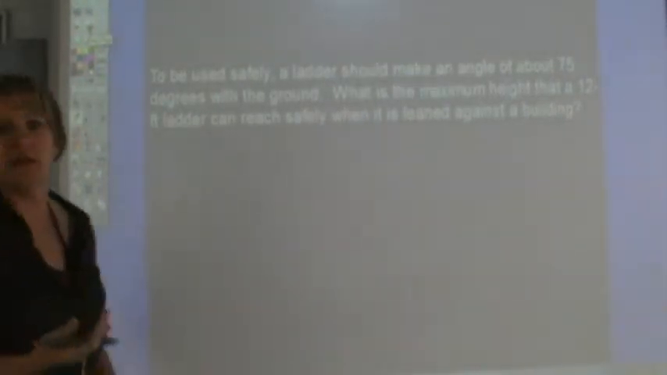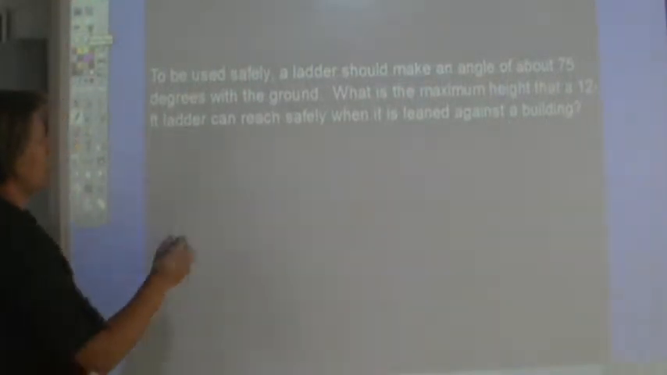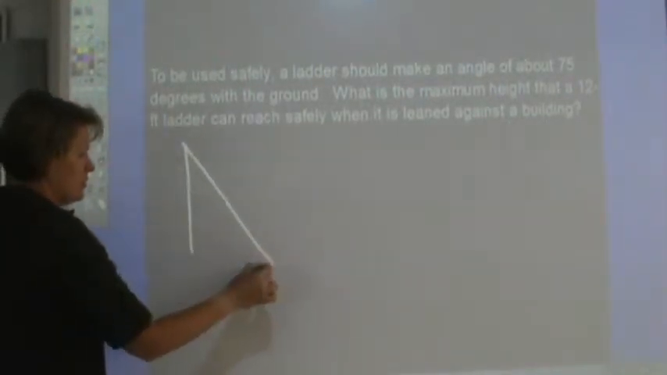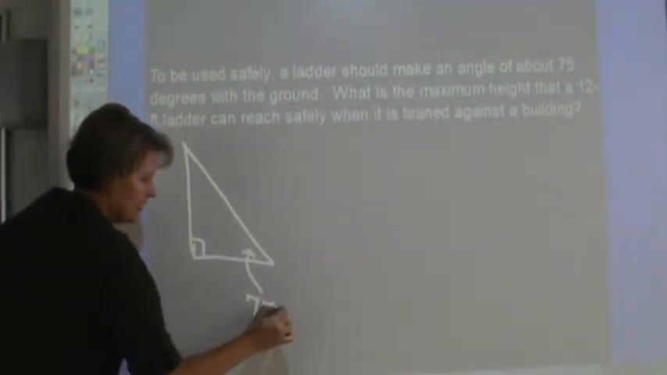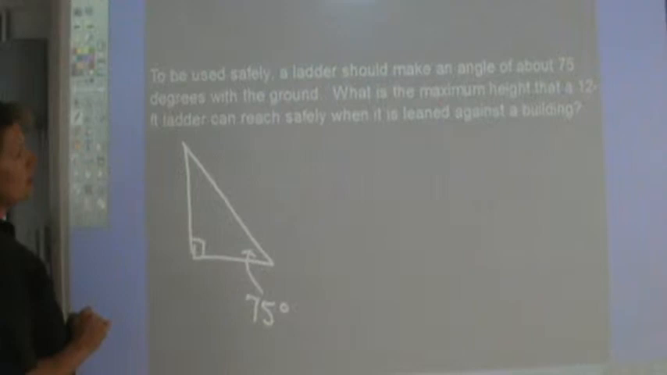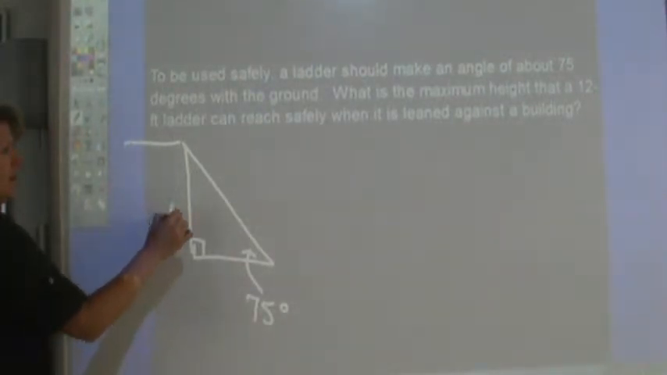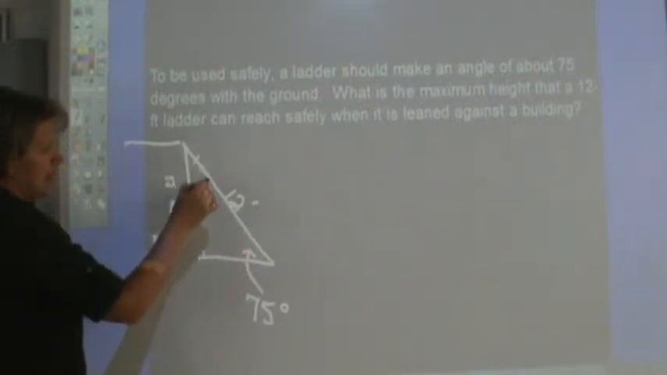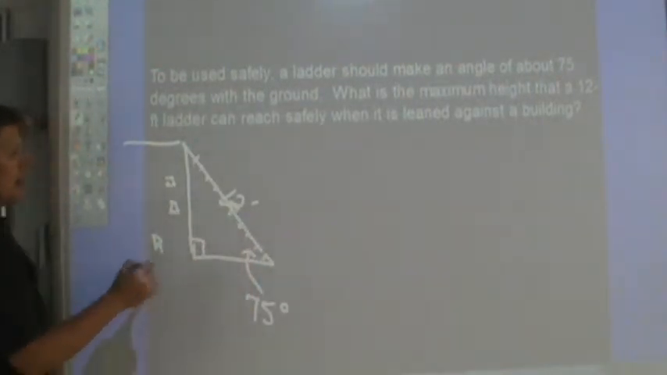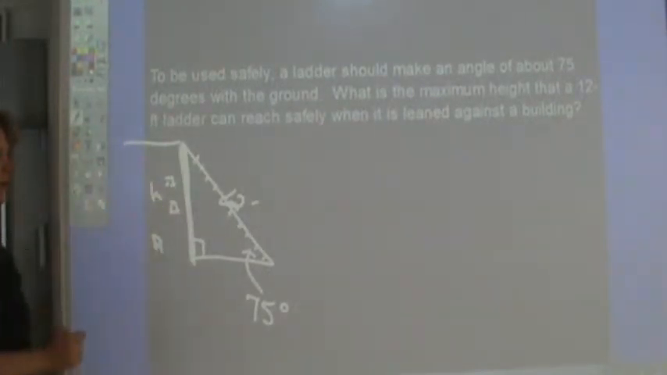Okay, let's see where this is going to apply in real life. It says to be used safely, a ladder should make an angle of about 75 degrees with the ground. All right, so right in here is 75 degrees. What's the maximum height that a 12-foot ladder can reach safely when it's leaned against a building? All right, so if this is my building, and this is a 12-foot ladder leaning against the building, we want to know how far up the building we can reach, so we want to know this length right here, okay?